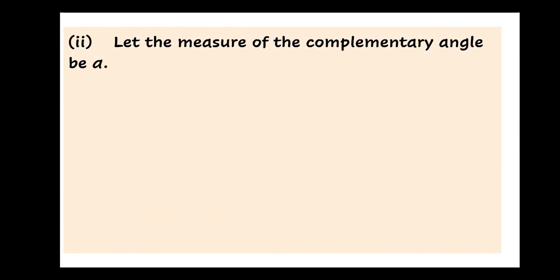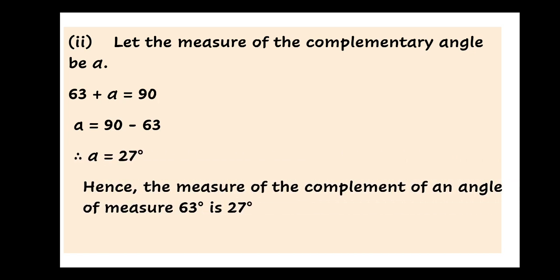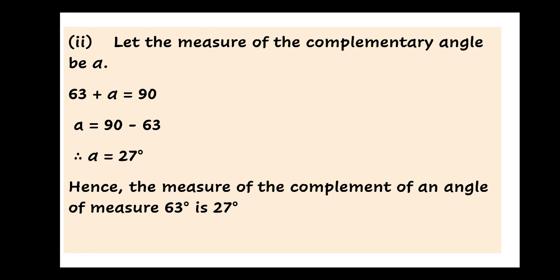Let the measure of the complementary angle be A degree. 63 plus A equal to 90 degree. A equal to 90 minus 63. A equal to 27. Hence, the measure of the complement of an angle of measure 63 degree is 27 degree.